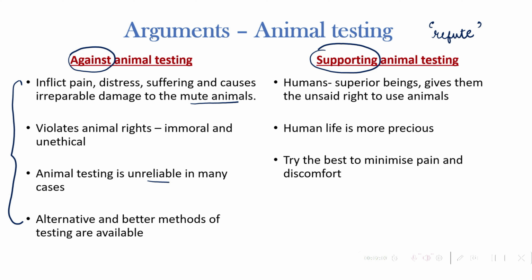So some people believe that humans are the superior beings and it gives them the unsaid right to use the animals just as they want them to. They believe that human life is more precious than animals and therefore rather than testing it directly on humans, first we should test it on animals, look for the efficacy and only then use it on humans. Also, many people believe that the scientists try their best to minimize the pain and discomfort that is caused to animals.